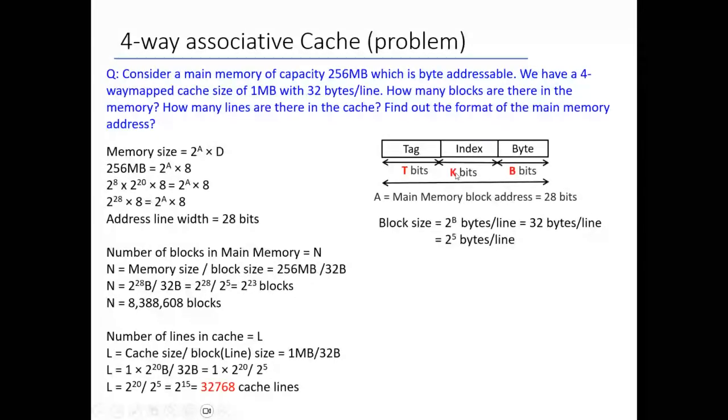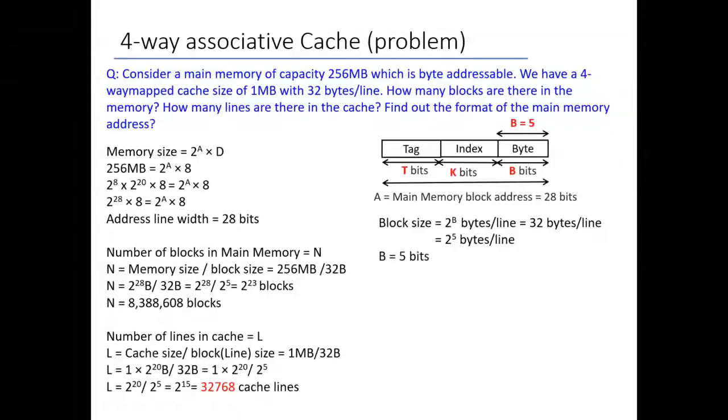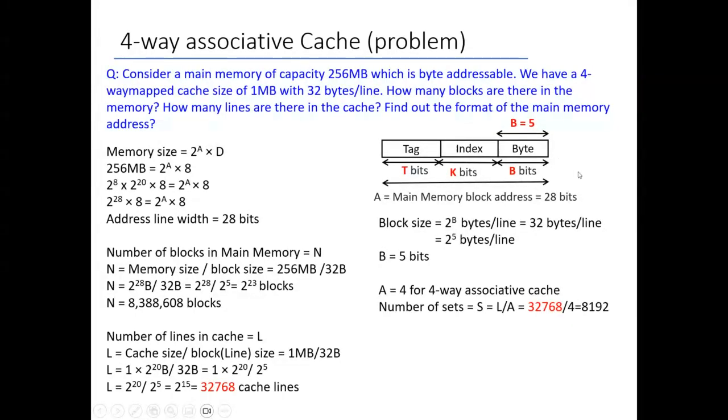How many bits will be required for B? For B, we need 5 bits. And then what is A now? For 4-way associative, A is 4. How many sets are there? The number of sets is actually L divided by A. What is L? L is equal to S multiplied by A. So this is 32,768 divided by 4.